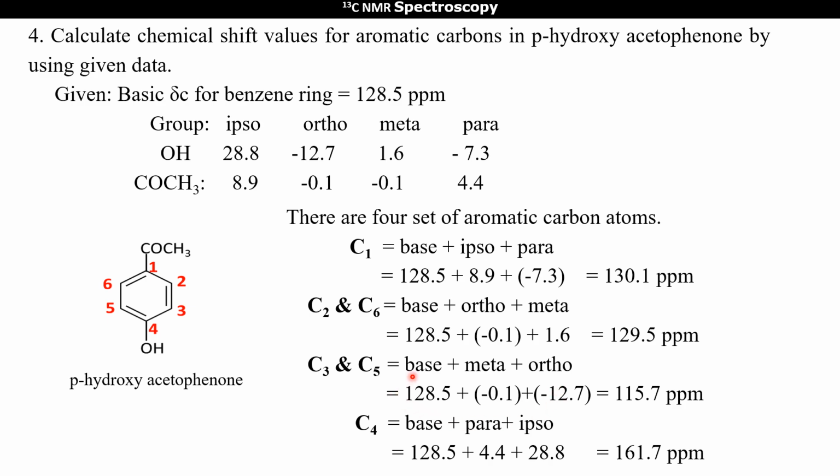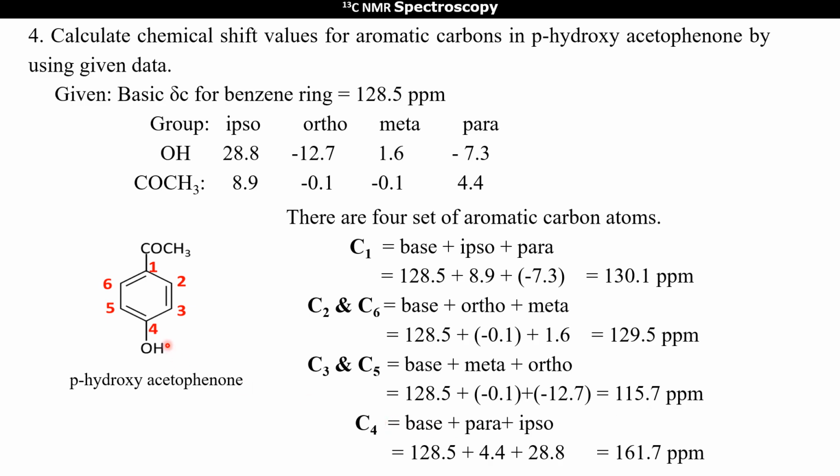The base value is 128.5 for aromatic carbons. For the meta position, there is a COCH3 group. The increment value is minus 0.1, and the OH group at the ortho position is minus 12.7. The chemical shift value becomes 115.7 ppm.